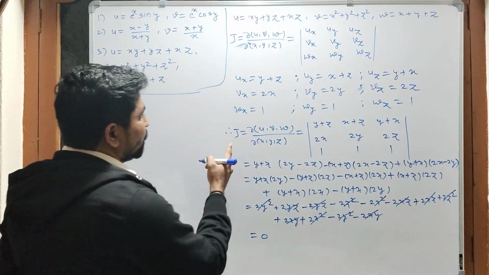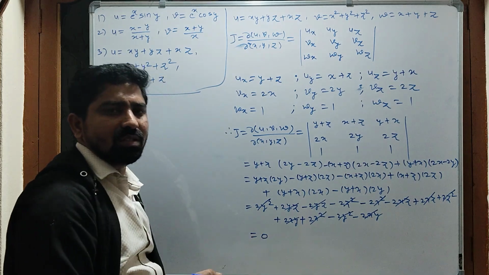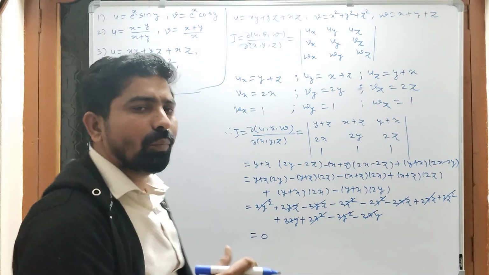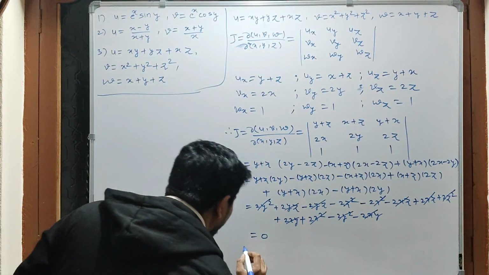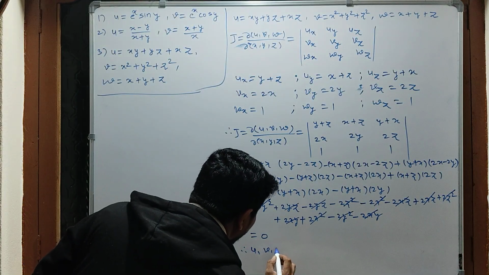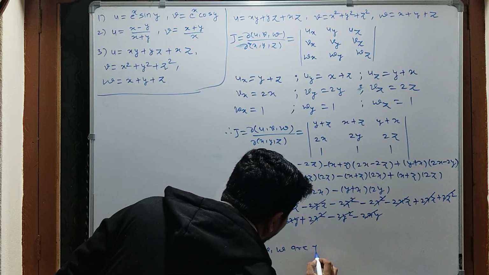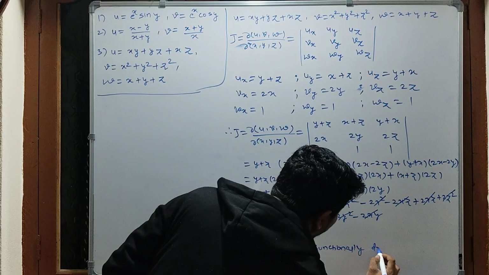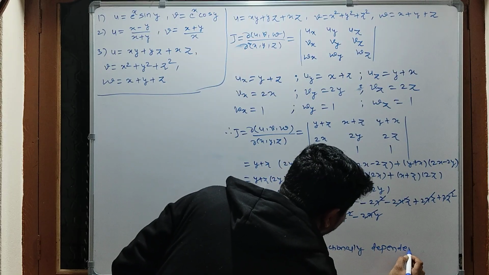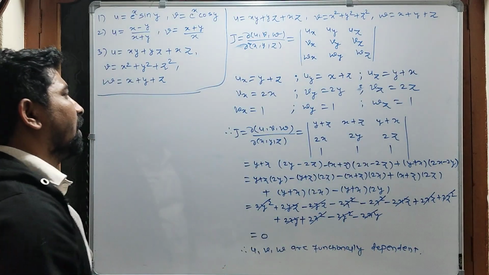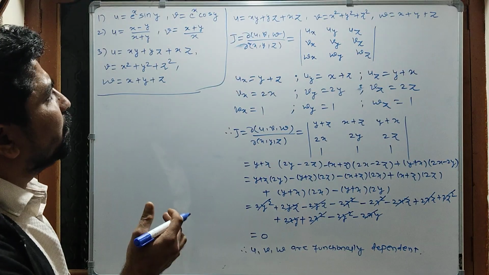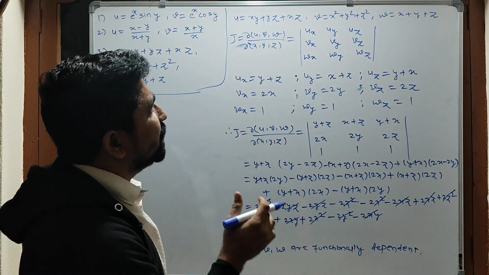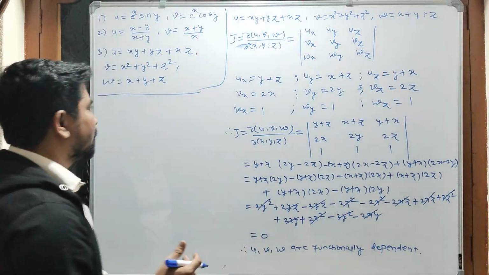Now you know, if the Jacobian is 0, at that time functions u, v, w in x, y, z variables are functionally dependent. So here this is the example. Now I want to find the relation between u, v and w. So here how to find is the following.